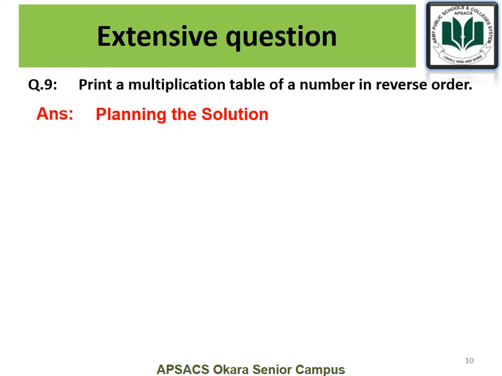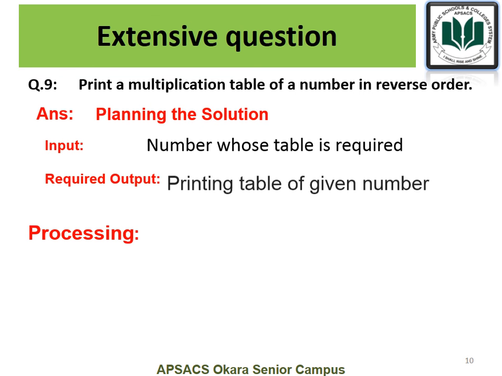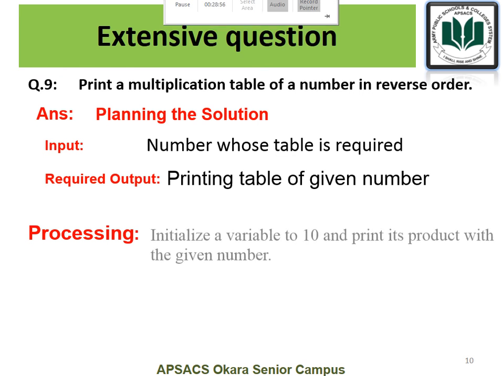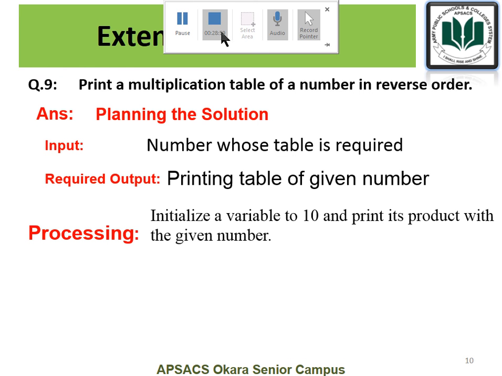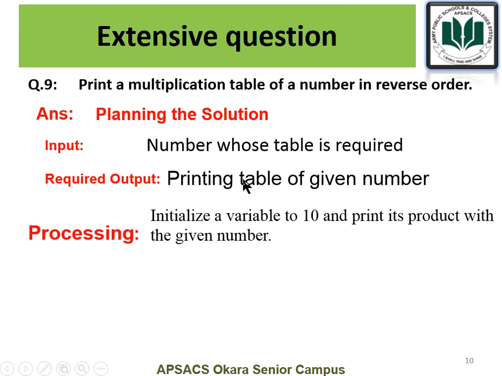So planning the solution, same 3 stages: number whose table is required and printing table of a given number. Then initialize the variable to 10. Okay, we will be initializing the variable to 10, because the first value will be 10. We have solved this type of algorithm in the problem number 12 of the book. In problem number 12 we have already solved the algorithm.